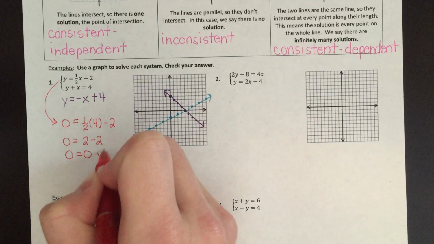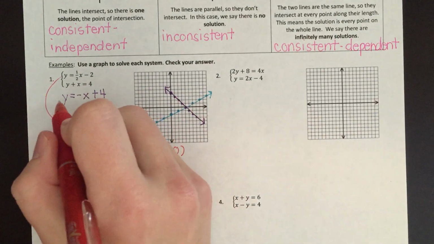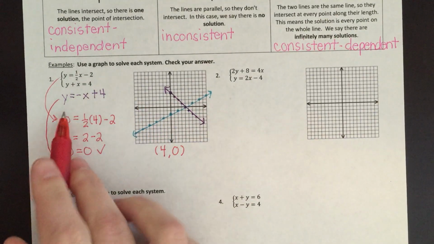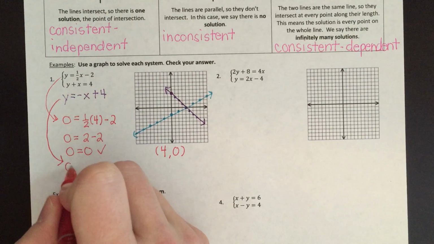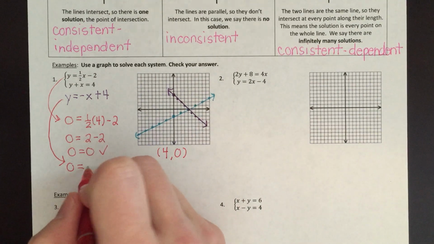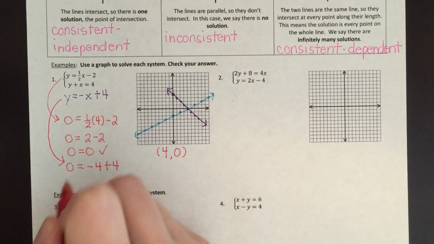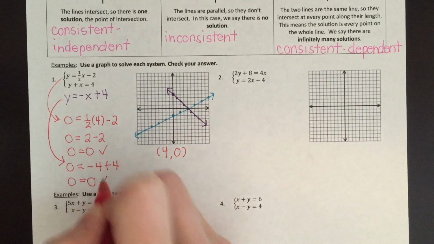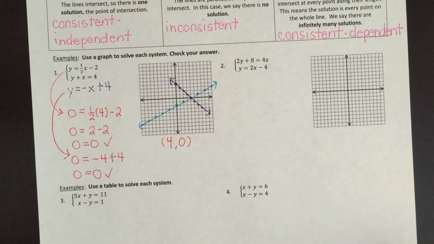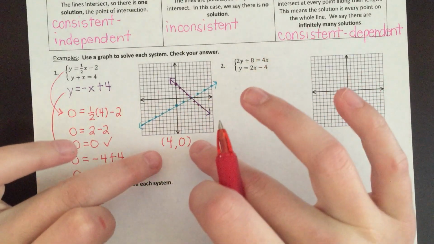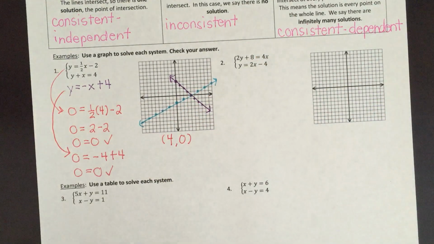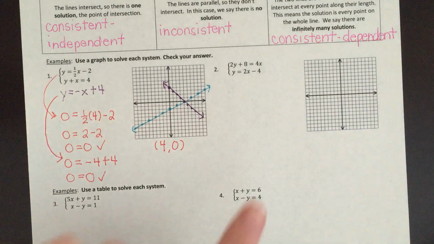0 equals 0, definitely. Now plugging into the next equation, y equals, so 0 equals negative x, which would be negative 4 plus 4. 0 equals 0, definitely a true statement too. So we have just checked that we have graphed correctly and our point has come out correctly. All right, let's move on to the next one.